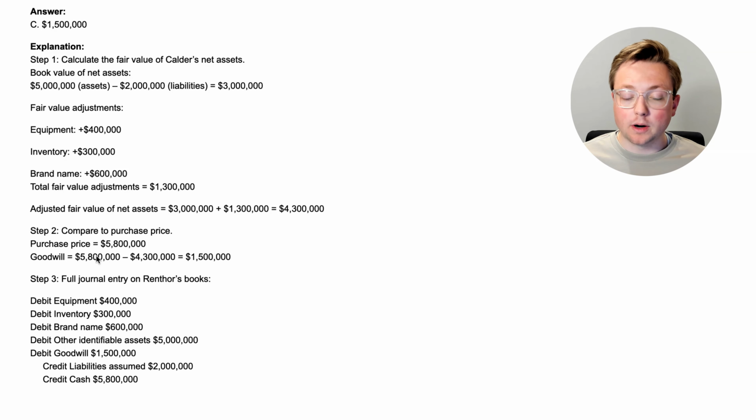It's that difference where they paid $5,800,000 in cash, which was this credit down here, but they actually only had $4,300,000 of fair value. So there's that $1,500,000 of goodwill, and that's going to be on their books as an asset because goodwill is an asset. And then they credit liabilities assumed $2 million. So again, these are the journal entries that they're going to make when they acquire this company. The identifiable assets is the $5 million, but then they're also getting the fair value to be correct. So that's what the journal entry would look like.